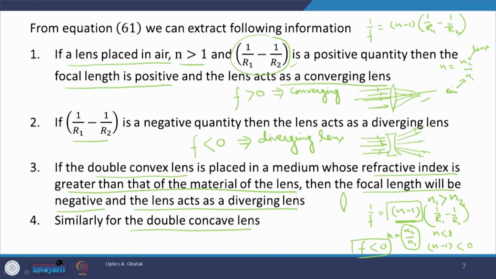I repeat, we have a lens and we put this lens in air, and this lens is made up of glass, then of course this lens would work as a converging lens. But the same lens, same structure, if you put this glass lens into a medium whose refractive index is larger than that of the glass, then the same double convex lens will behave as a diverging lens. Similarly, the same concept will hold for a double concave lens also. Double concave lens means this type of lens. Hope this is understood.